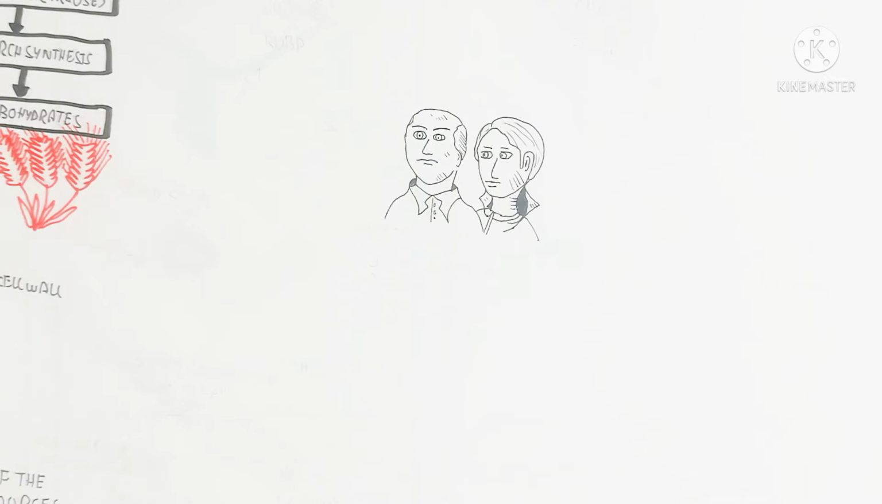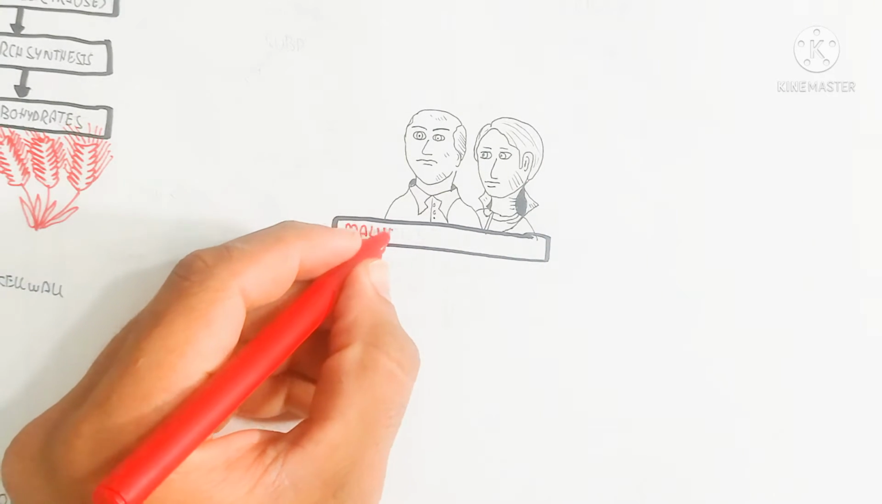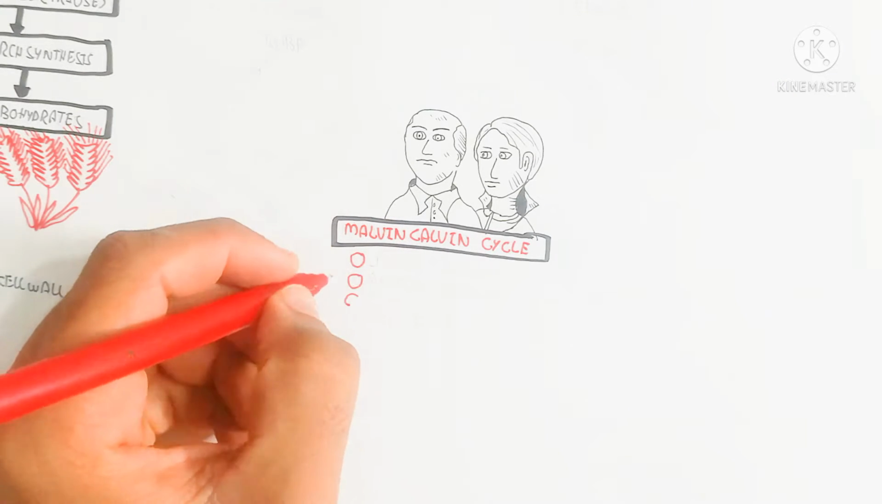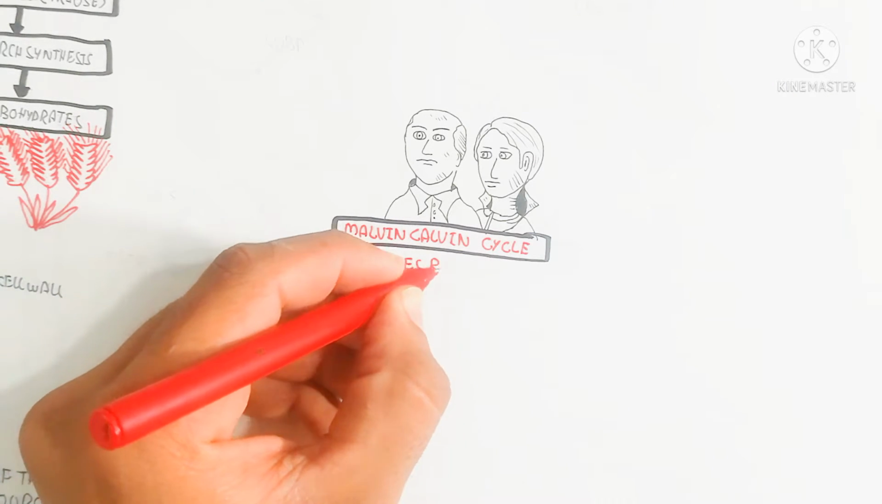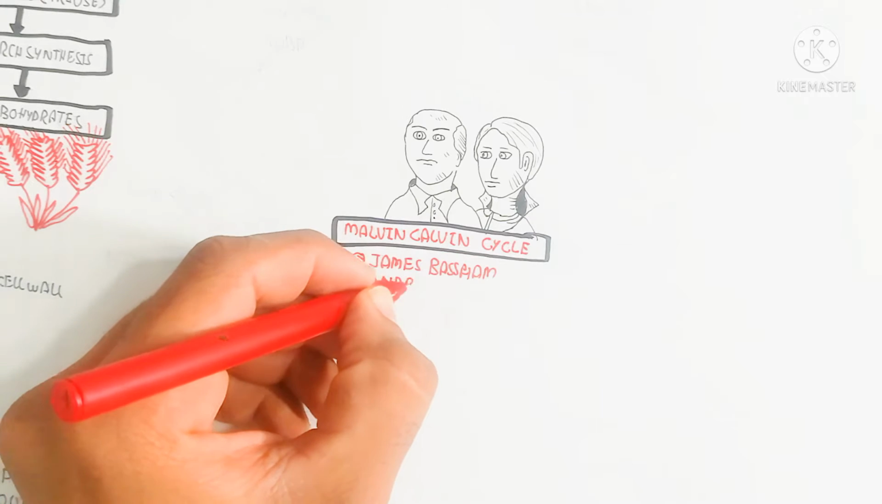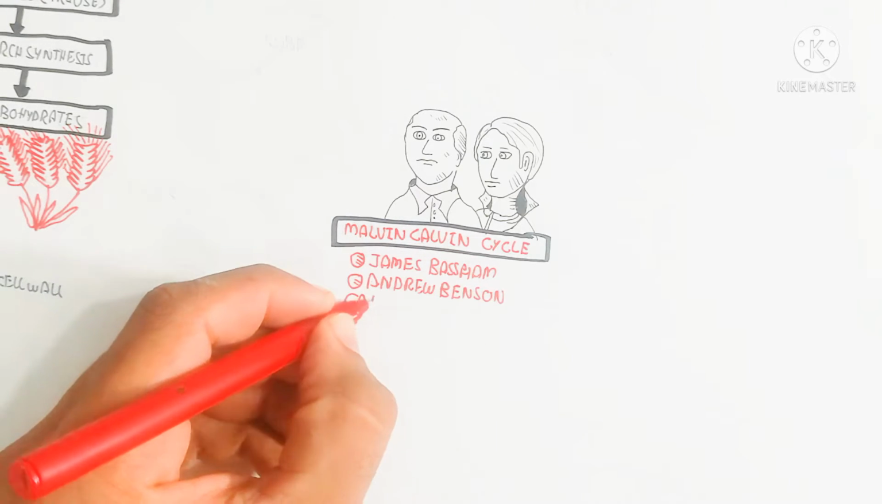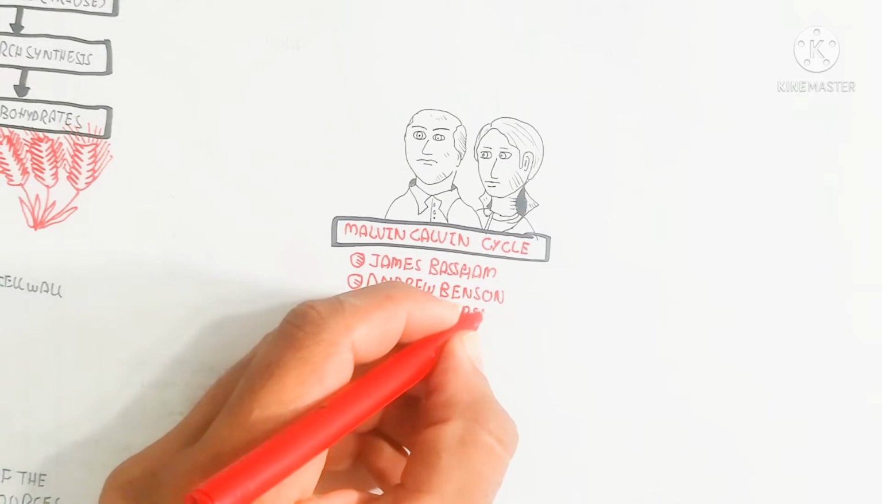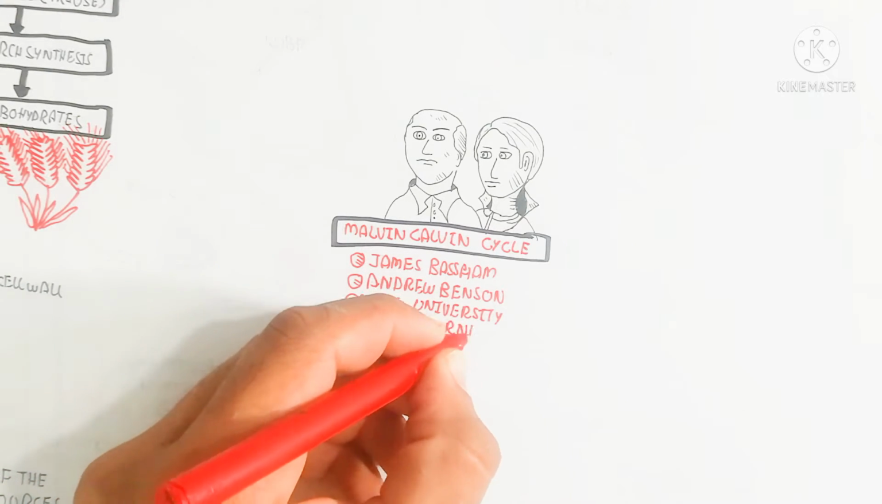So let's begin by understanding the discovery of the Calvin cycle. Melvin Calvin, with two students, James Bassham and Andrew Benson at the University of California, discovered the Calvin cycle within the plant, and received the Nobel Prize for this work.